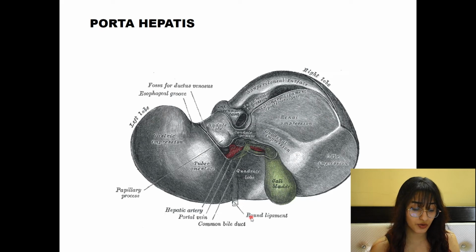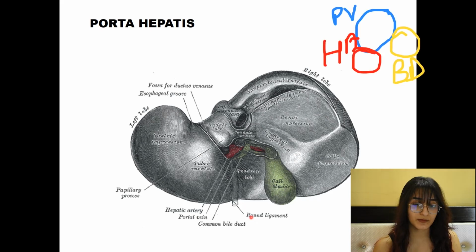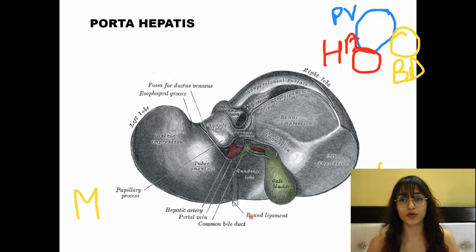Now, if we were to draw it from the shape of the liver, you can tell this is your lateral side and this is your medial side. So the bile duct is more lateral, the hepatic artery is more medial, and the portal vein is posterior. So this is the arrangement of structures in the Porta Hepatis.